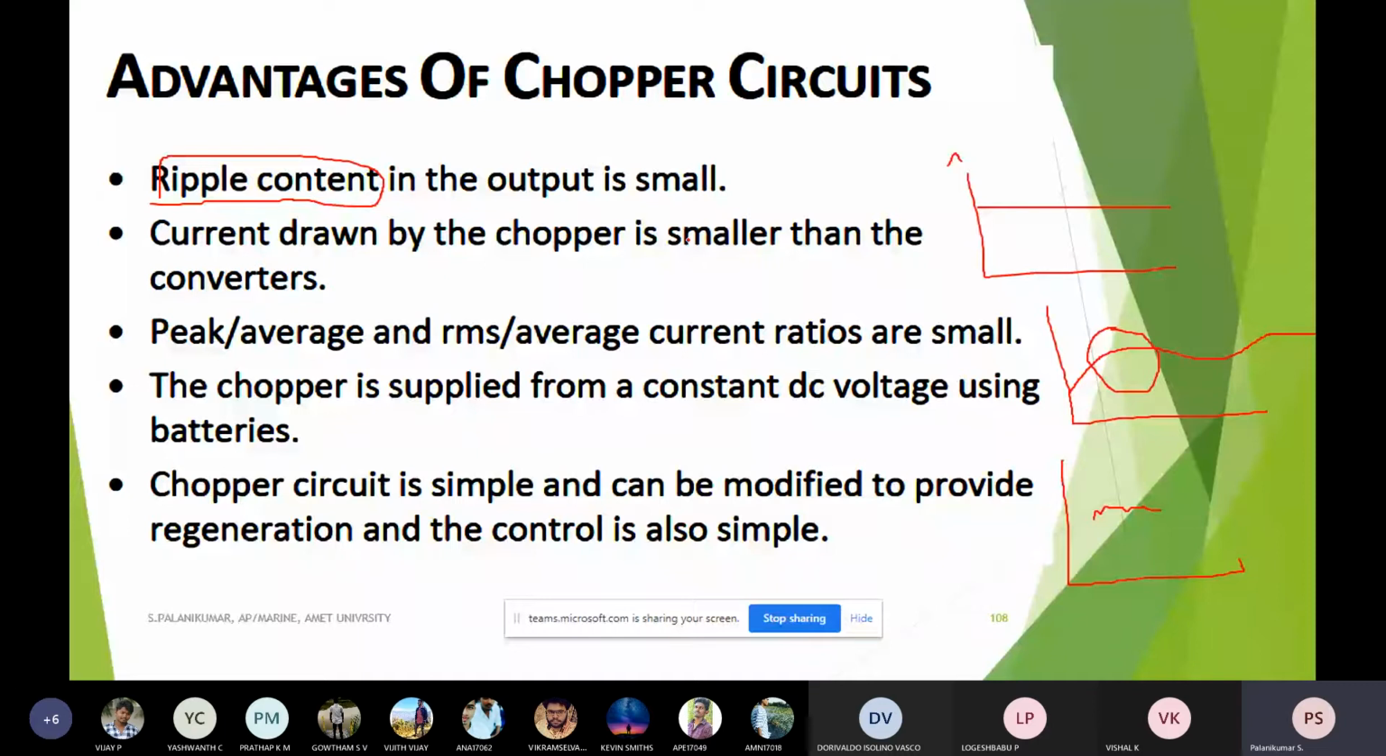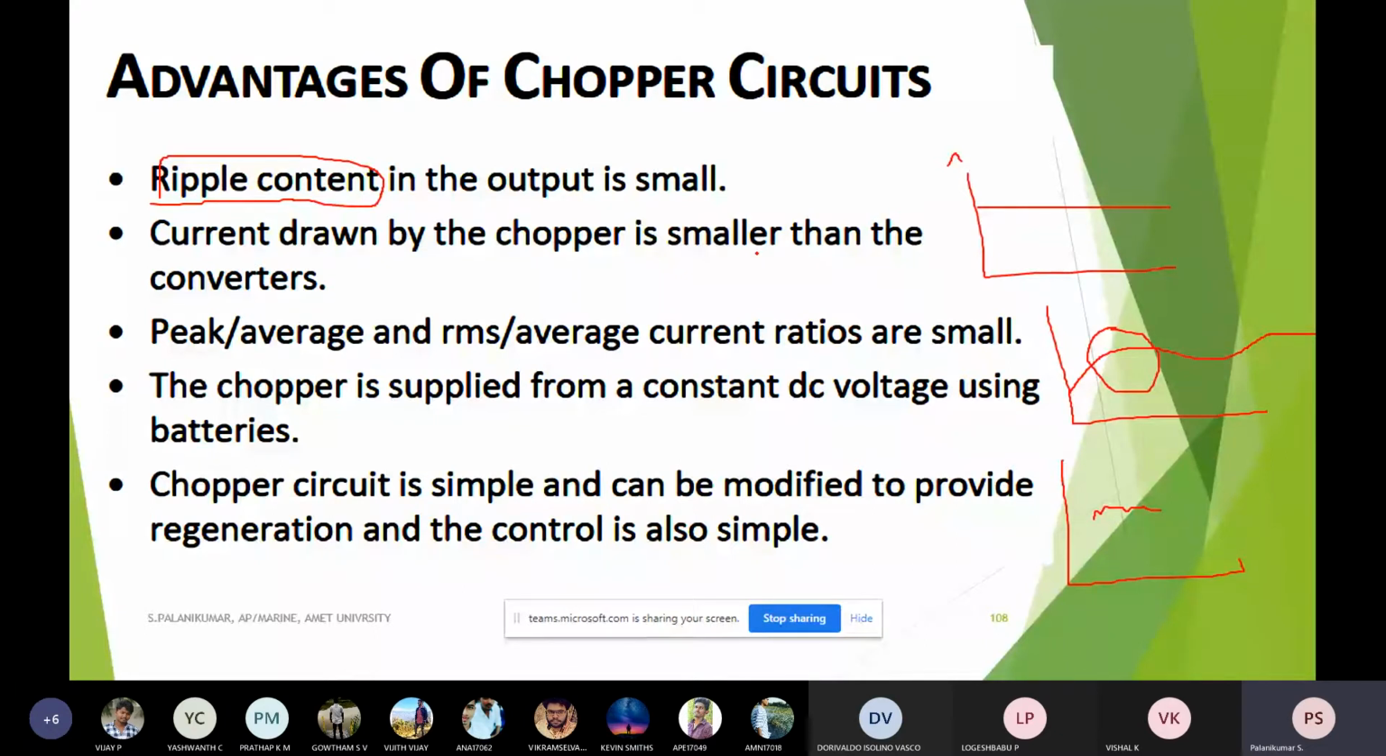The current drawn by a chopper is smaller than with converters. You may use converters also in order to get a DC output voltage that can be varied, by varying the firing angle.